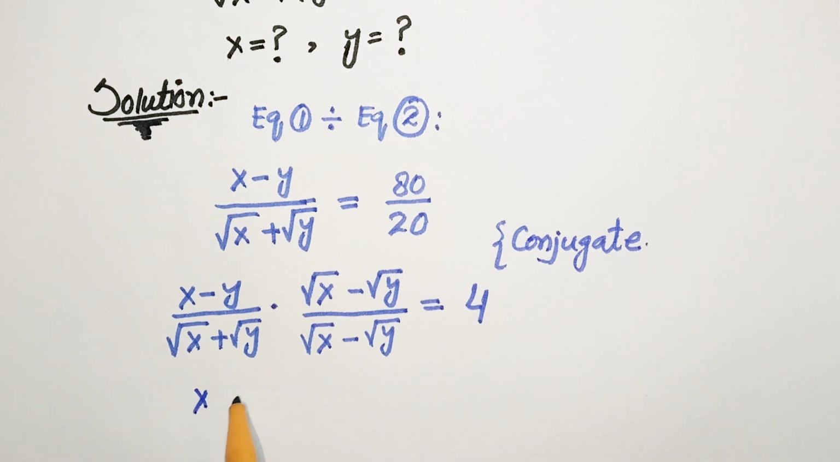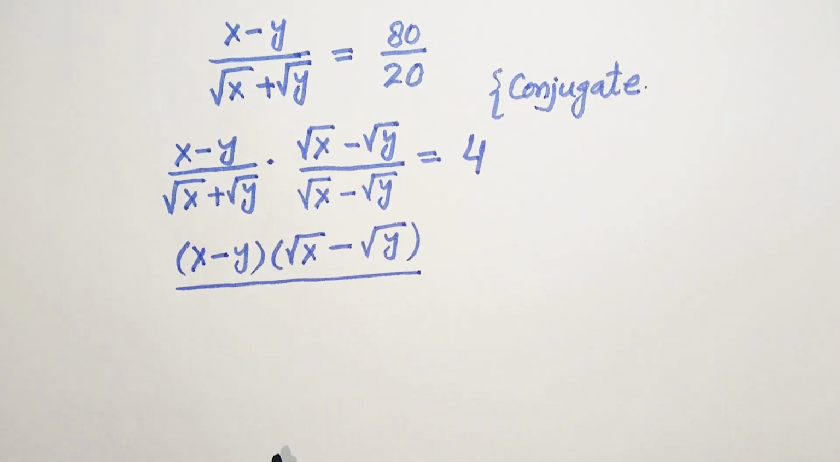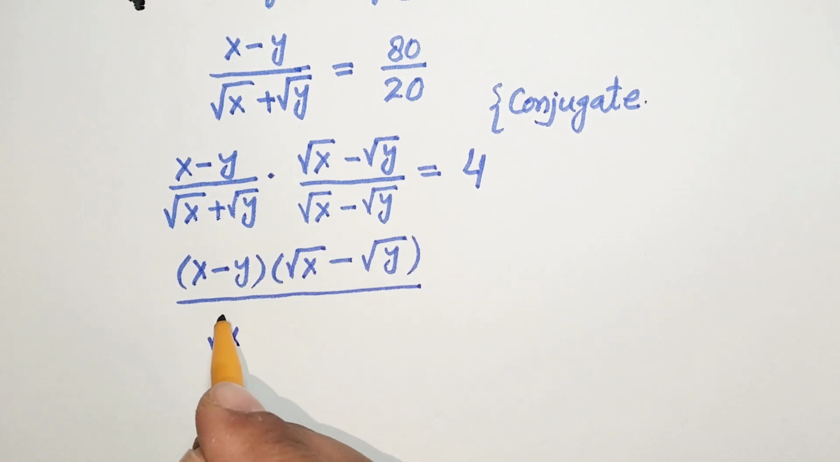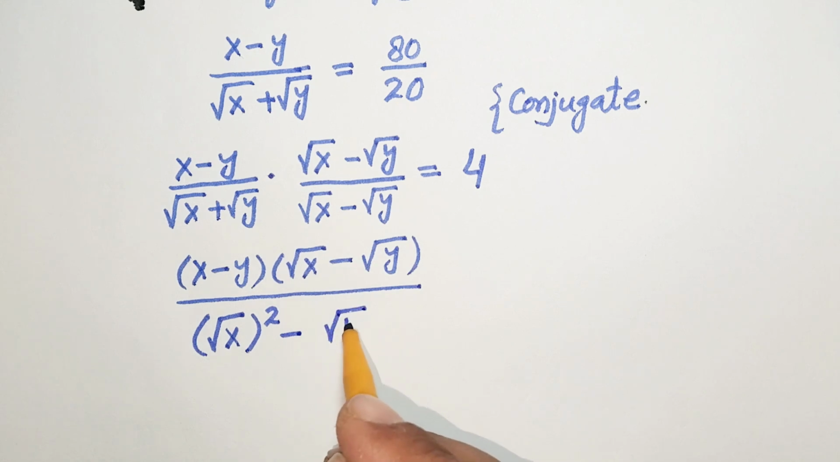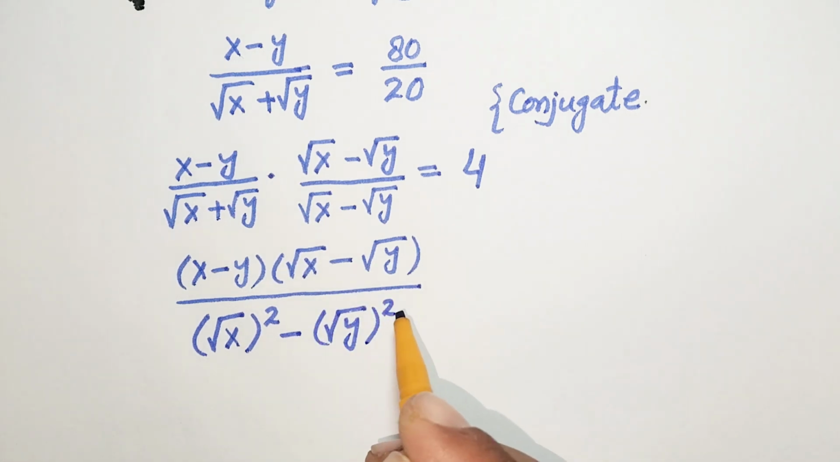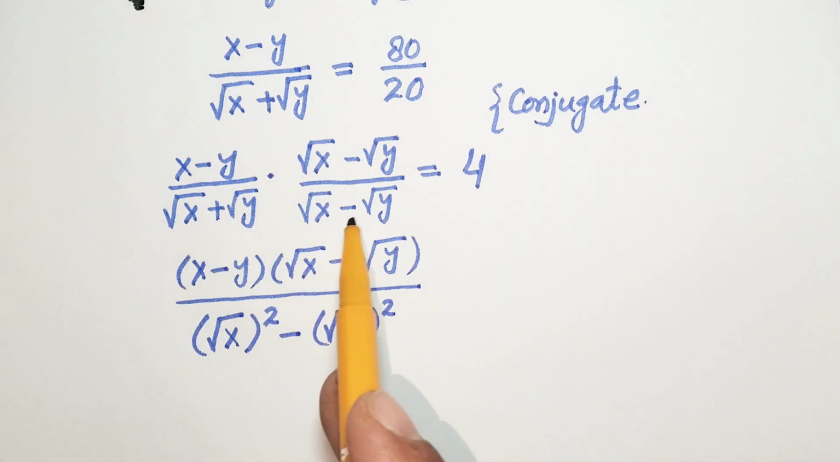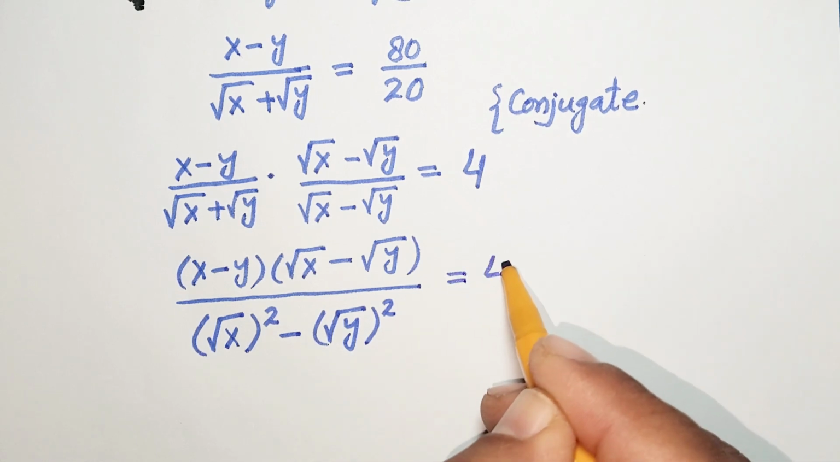Then we have x minus y times square root of x minus square root of y, all over square root of x times square root of x, we get square root of x whole square minus square root of y whole square. It is that algebraic identity that we have used, that a plus b times a minus b is equal to a square minus b square. So it is equal to 4.